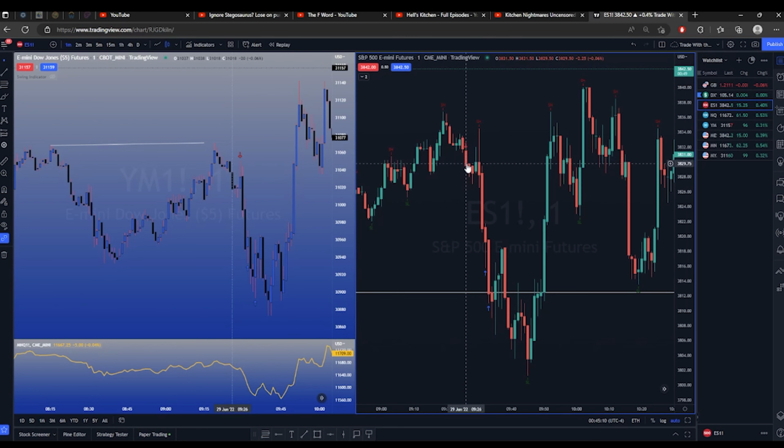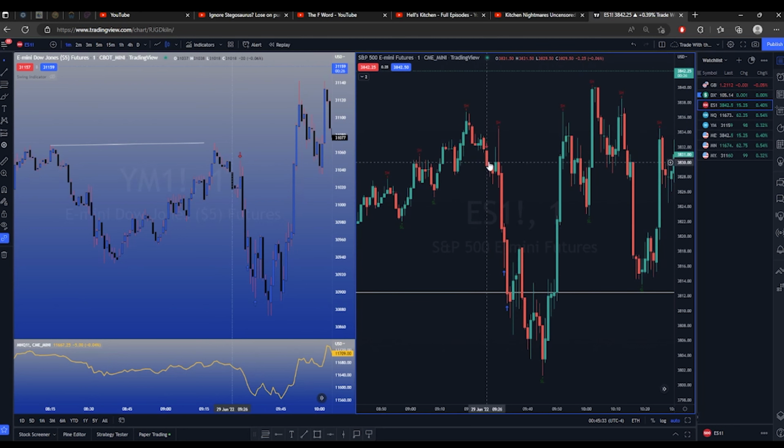But nevertheless, this did work out had I entered on this candle right here. I entered the play very early. But nevertheless, had you entered on this candle, place your stop, whatever your risk parameters would allow you to risk on this play right here.